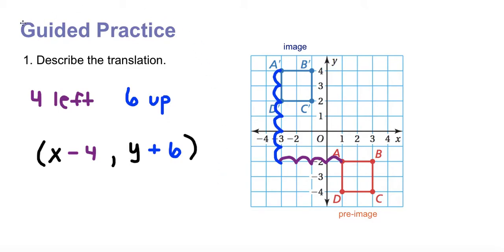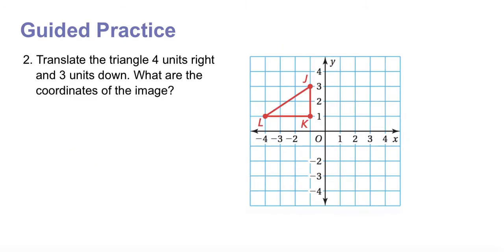Let's take a look at example number 2. Translate the triangle 4 units right and 3 units down. What are the coordinates of the image? So I'm going to start at any point of my figure, and we're going to do 4 units right and 3 units down for each point. So starting at J, I'm going to travel 1, 2, 3, 4 to the right, and 1, 2, 3 down. I can label it as J with an apostrophe. That lets me know that this is the copy.